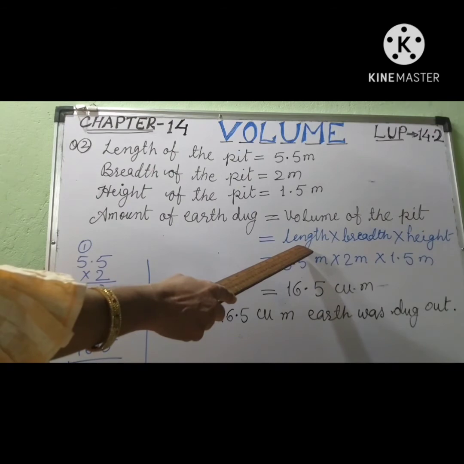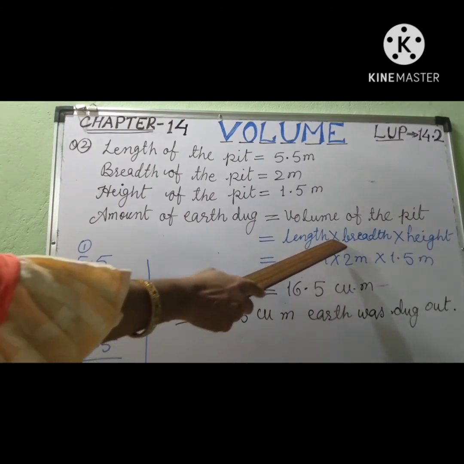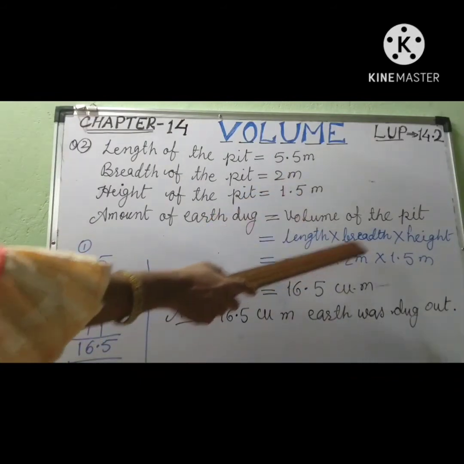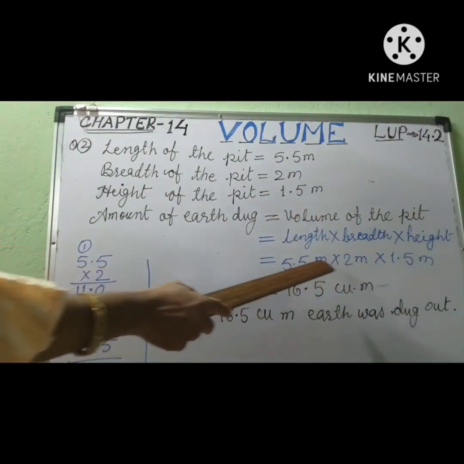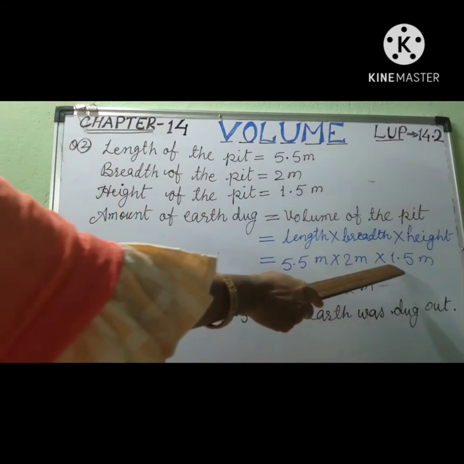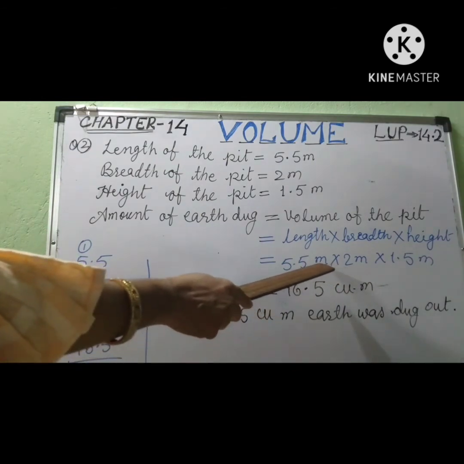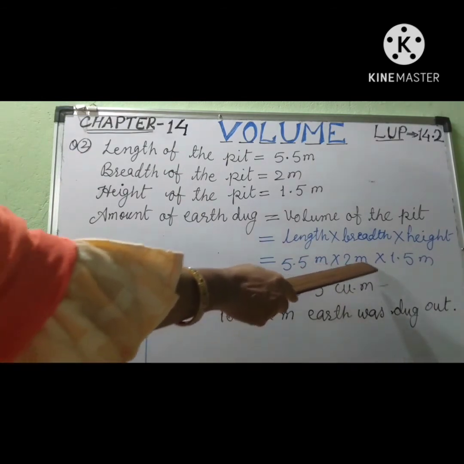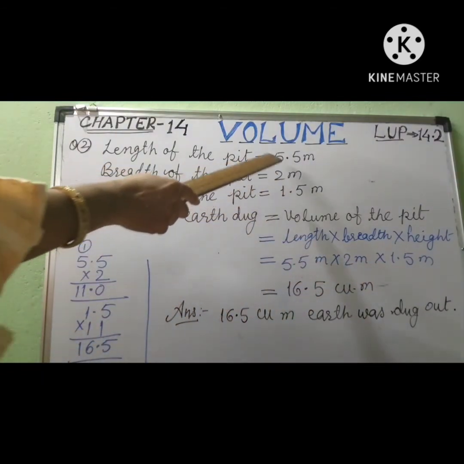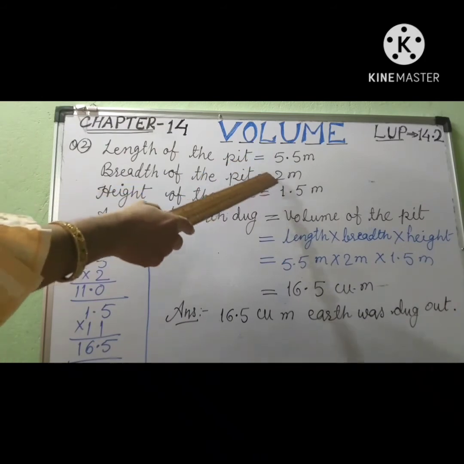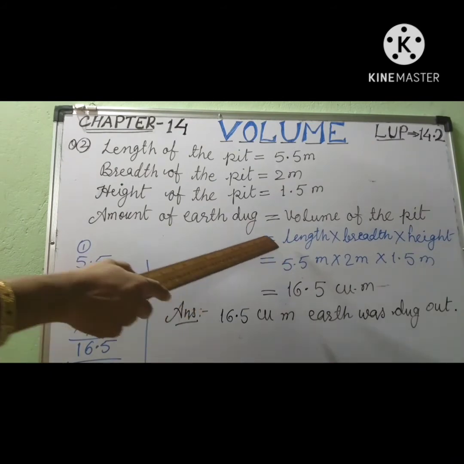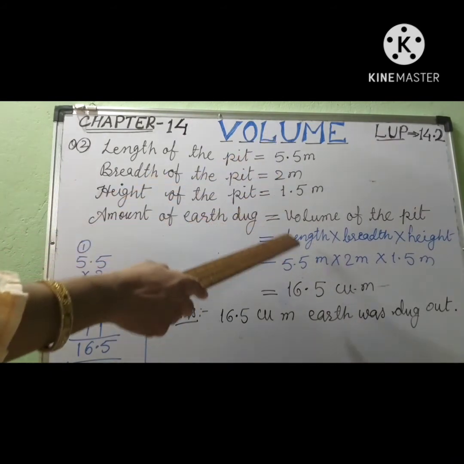So we will apply the formula of volume of cuboid. That is length into breadth into height. So length is 5.5 meter, breadth is 2 meter and height is 1.5 meter. Now we have to solve. So before solving we have to keep in mind that all the 3 figures will be in same unit. Okay. Here all the 3 dimensions are given in meter. So we can easily multiply. But if one of the given dimension will be in different units, so we have to convert first and then we have to multiply. Okay, so we have to bring them in same units, then we have to multiply.